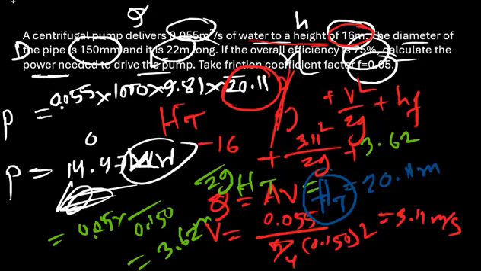We have to calculate the total height by using the Bernoulli equation and the continuity equation, and then we'll get the total height and put it in the equation. Don't make the mistake of putting this 16 in the equation. This is very important to remember, and you have to be very careful about that. This 16 is not the total height.